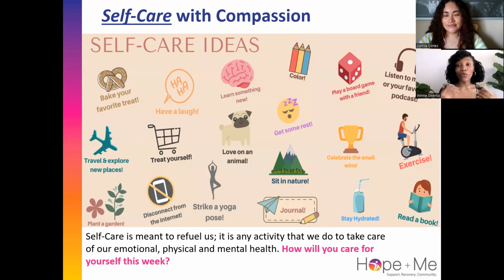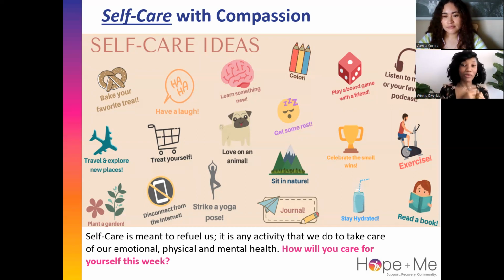Planting a garden. It is now warm out. I notice a lot of people tending to their gardens, their flowers and their plants, and it's a great way of caring for your immediate community, and also a great way of giving yourself the self-care that you need. Other ideas are reading a book, exercising and moving our body, listening to our favorite music or favorite podcast, and playing a board game with a friend, since connecting with someone else is a great way of showing ourselves self-care. And like we've mentioned before, celebrating the small wins throughout your day, throughout your week, throughout your month is a great way to practice that self-care.